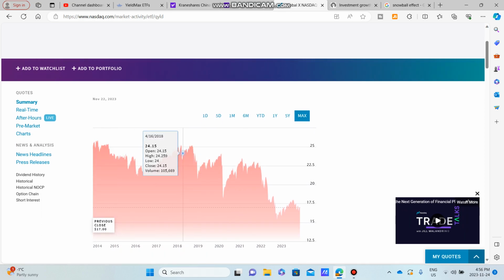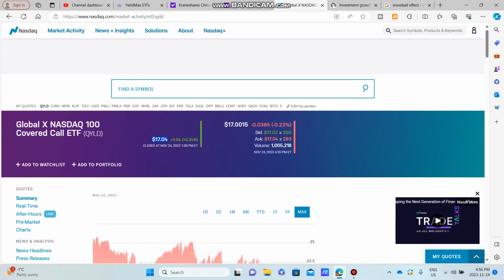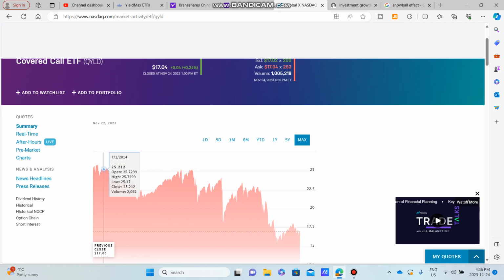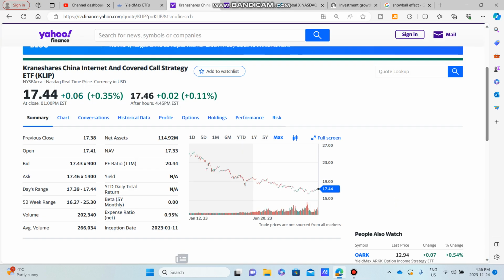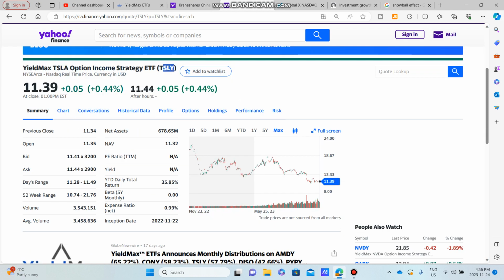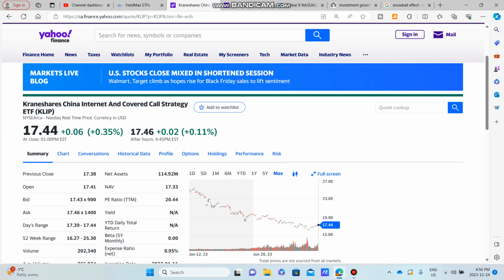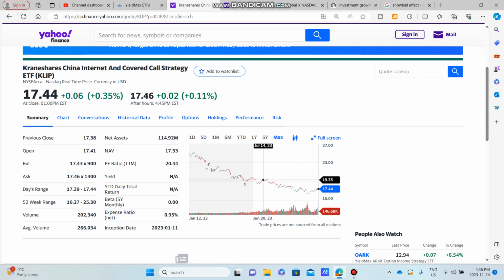Now these returns obviously didn't go back to previous levels because they were distributing dividends over time, which does erode the share price, and that's why it's down to $17 currently. It started at about $25, but the same thing goes for KLIP and TSLY, because although their NAV will erode over time, the longer these funds can hold out and the greater the price chart history they have, the more dividends and the better return they will give to investors.